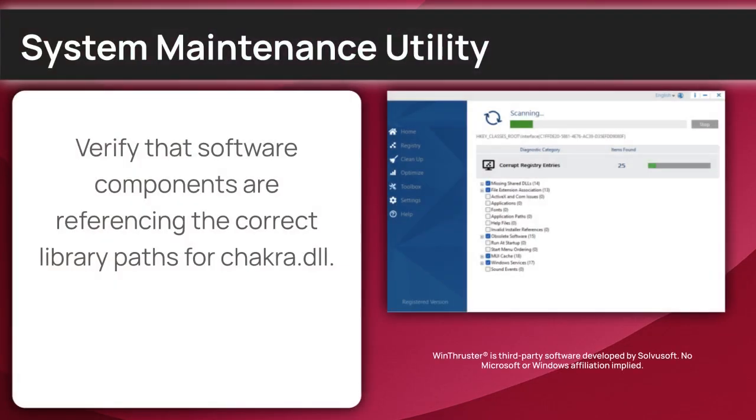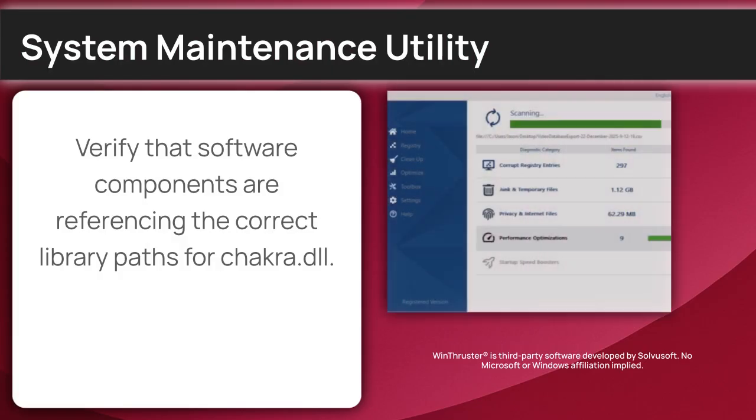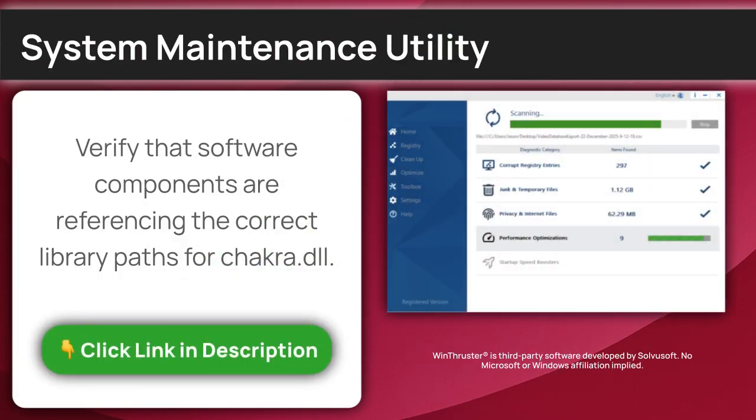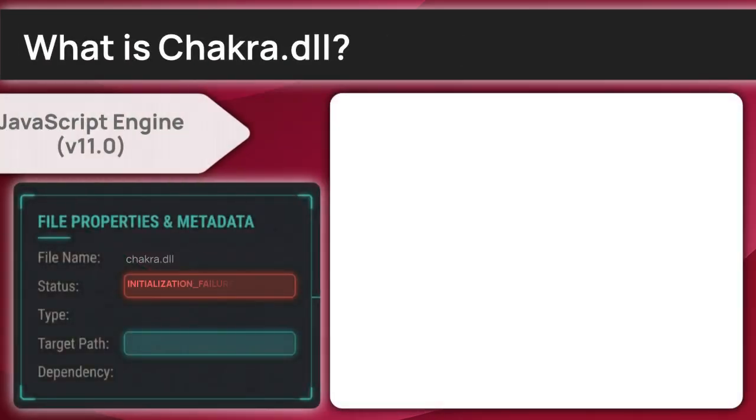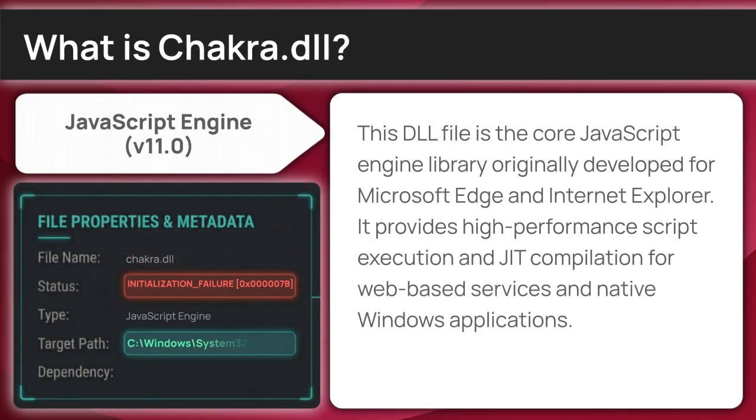Before we walk through the Chakra JavaScript Engine troubleshooting, you can access a utility focused on providing a clean system environment. This DLL file is the core JavaScript Engine library originally developed for Microsoft Edge and Internet Explorer. It provides high-performance script execution and JIT compilation for web-based services and native Windows applications.